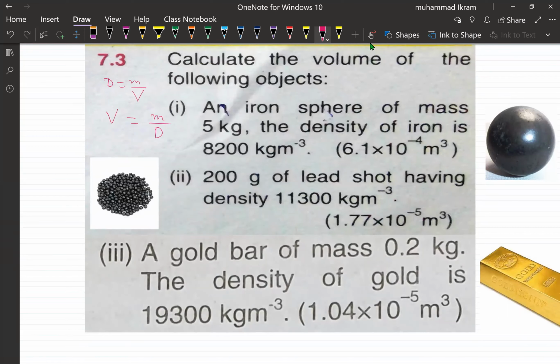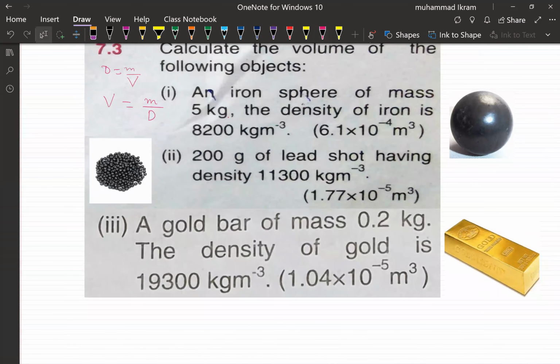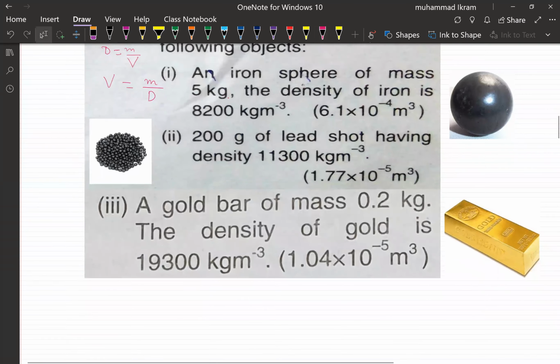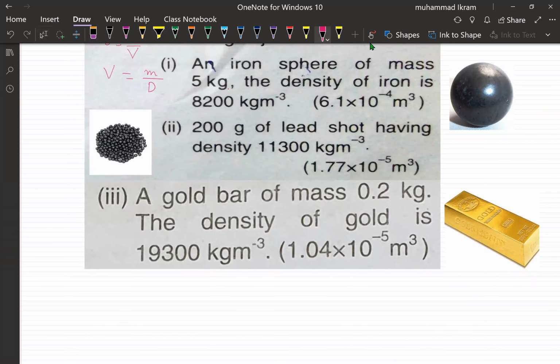And it is pretty much easier because if you apply the unit consistency checking, all the units are in the MKS. So there is no rocket science in it, very easy. Second is the 200 gram of the lead shot having a density of 11,300 kilogram per meter cube.